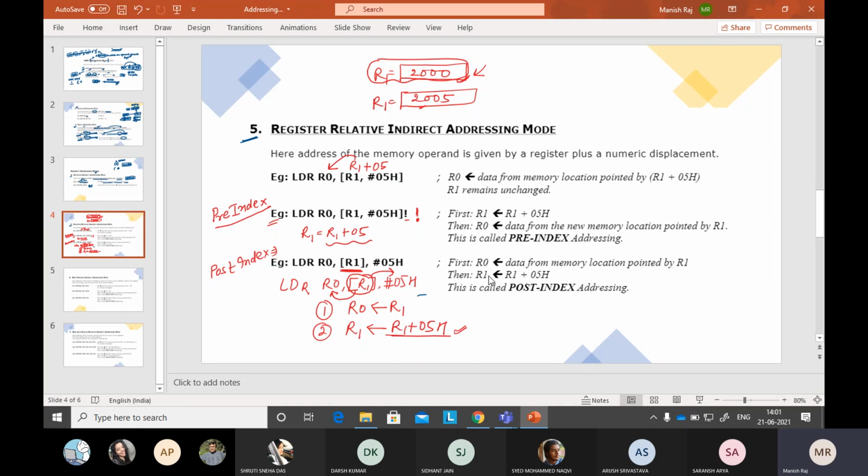After that it will read. So two things are happening here. First it will provide the value of R1 directly to R0, and after that it will increment the address. Okay, so two things: storing and increment. Storing directly the register that is loading, so this is the load register. First the R1 address will go to R0, after that it will increment.